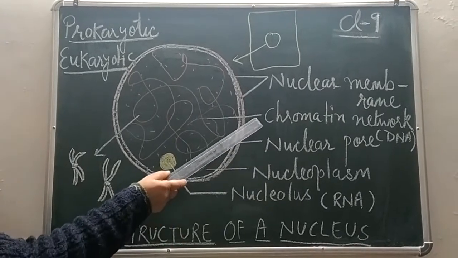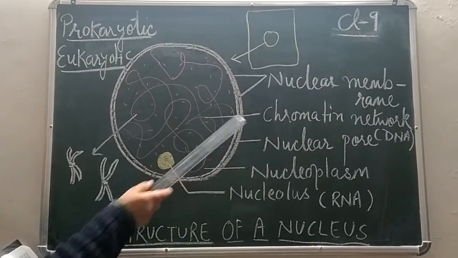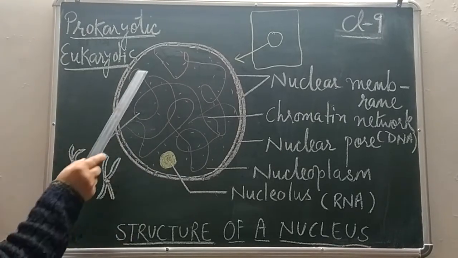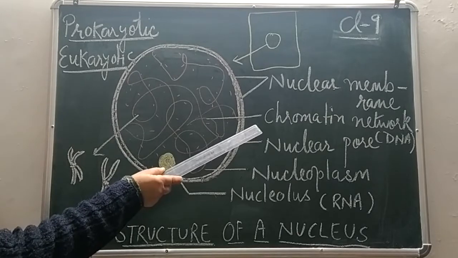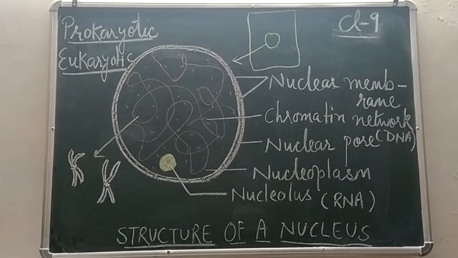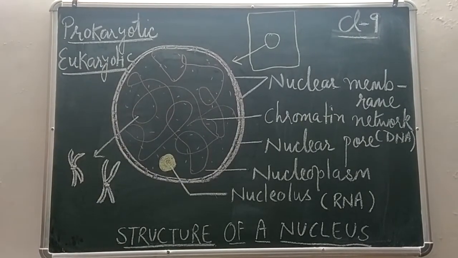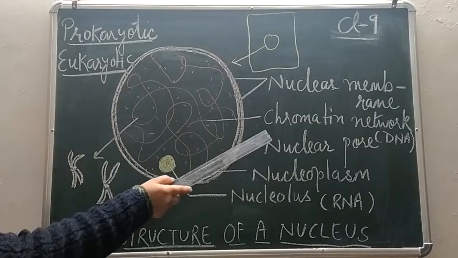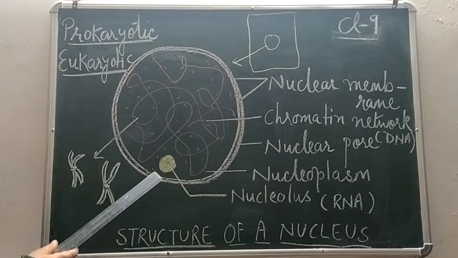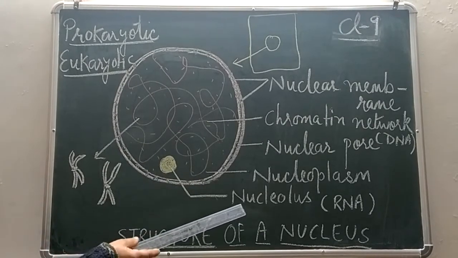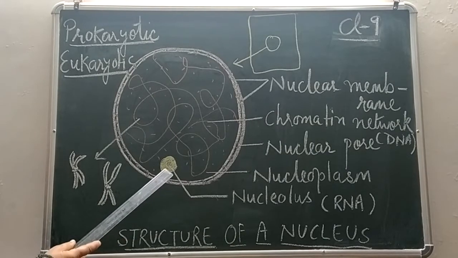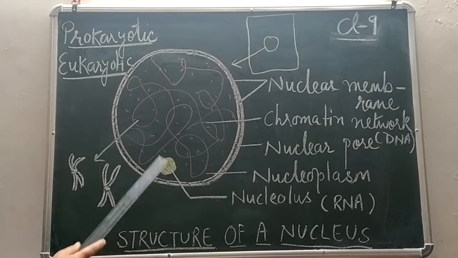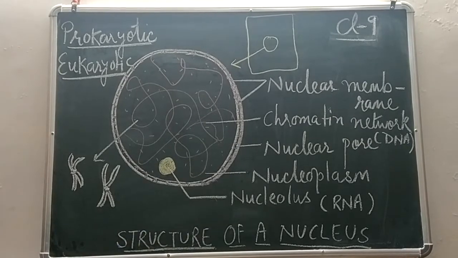Now one more structure you can see, the chromatin network. These thread-like structures form a network. This is called the chromatin network, or also chromatin fibers. These chromatin fibers make a network, so it is called the chromatin network. Then this structure, the nucleolus. There may be one nucleolus, or there can be many nucleoli, more than one.